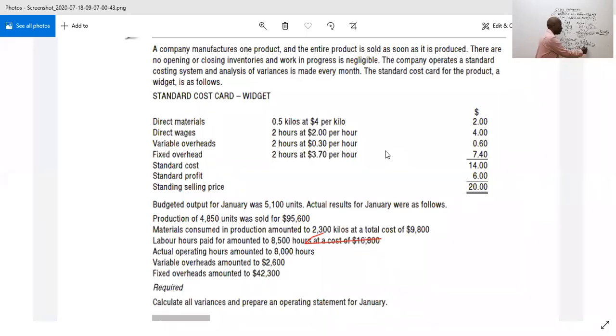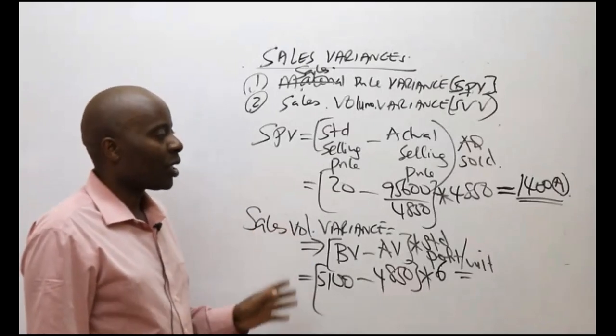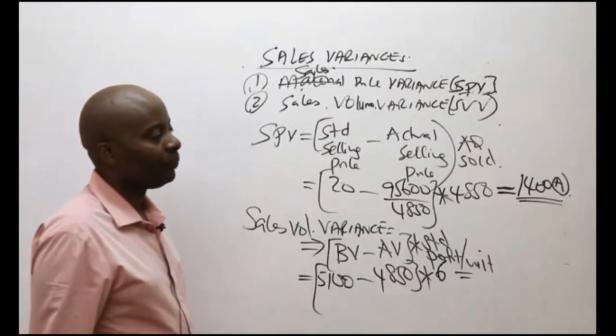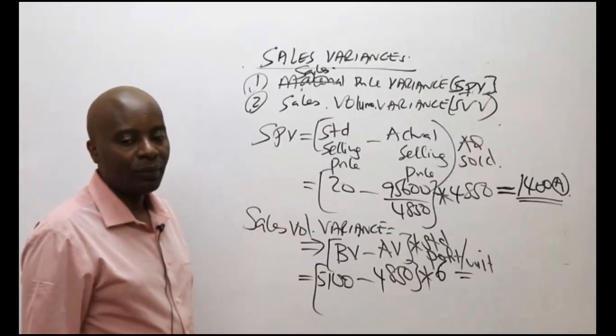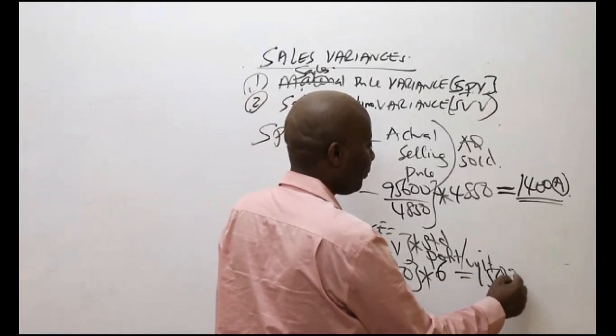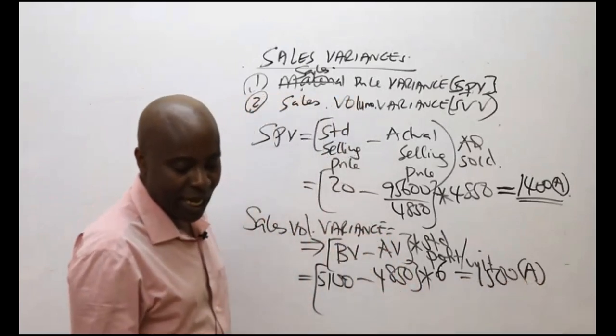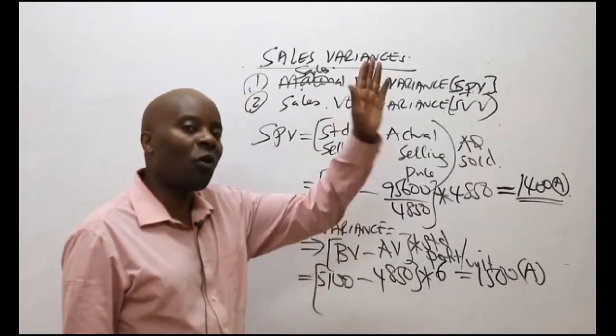So standard profit per unit, what do we have here, somebody? 6. Thank you very much. So could you kindly give me this answer here? 5,100 minus 4850 times 6. Give me an answer, somebody. 1,500. Adverse or favorable? Adverse. 1,500 adverse. And now that marks the end of all our variances.